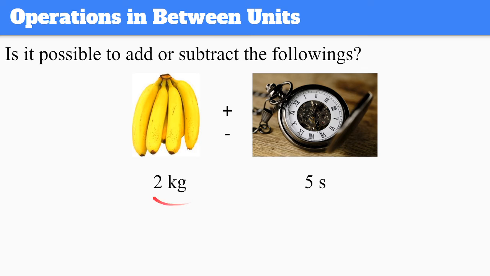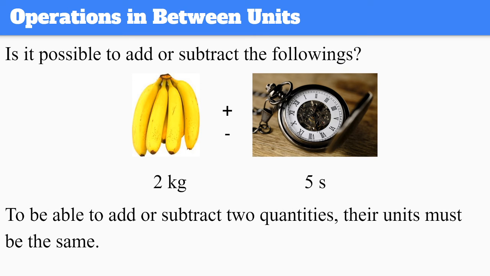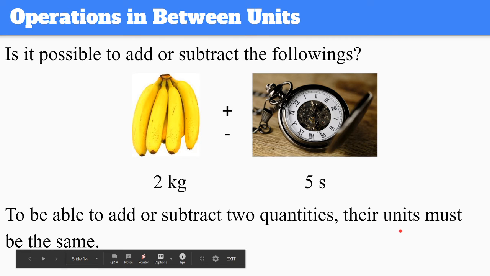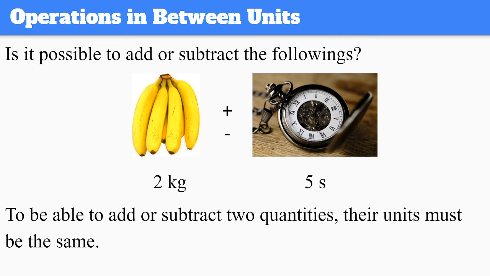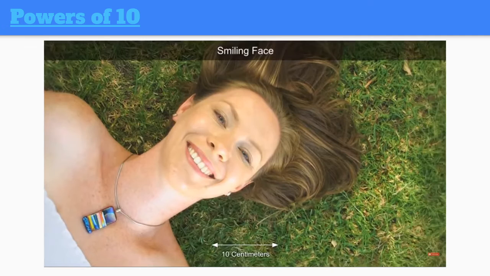For example, if you would like to add 2 kilograms and 5 seconds, is it possible to do so? Well, it doesn't make sense, right? Because to be able to add or subtract two quantities, they must have the same unit. So 2 kilograms and 5 seconds cannot be added or subtracted. You need to have 2 kilograms and 5 kilograms, or 2 seconds and 5 seconds, or two of the same units to be able to add and subtract them.